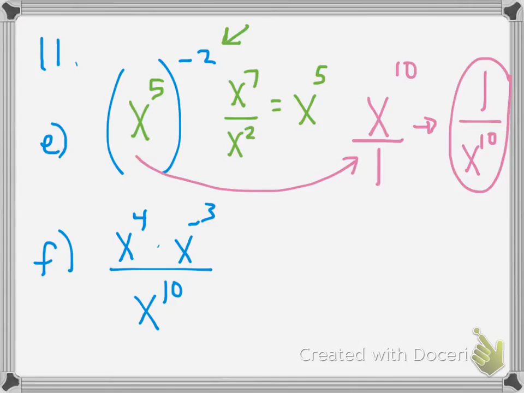For part F, there's really a couple ways you can do this. I would focus on the numerator first. So looking at the numerator, I have the multiplication property of exponents that I'm going to apply here that says if you're multiplying and they have the same base, the base is x, you add the exponents. So 4 plus a negative 3, or really you're saying 4 minus 3 is 1, or x to the 1st. This is all over x to the 10th.